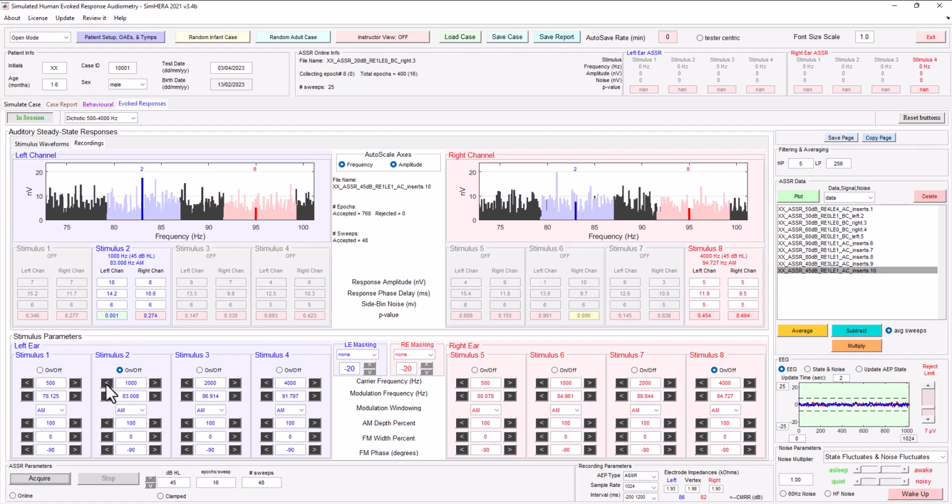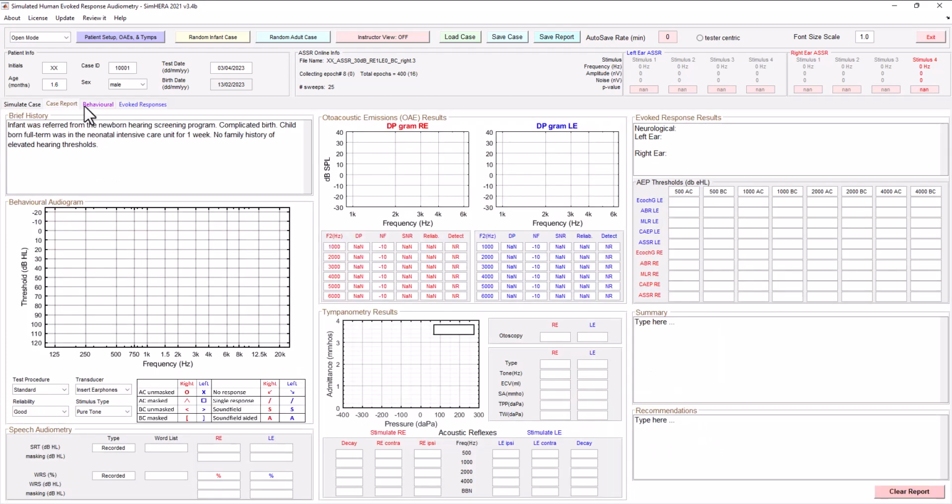So we have 500 hertz, 1,000, 2,000 within typical limits. So we would consider typical hearing thresholds, but we have an elevation at 4,000 hertz, a fairly steep elevation. So this infant has a steep high frequency hearing loss. Then we go back to the case report and we enter in here for auditory steady state responses.